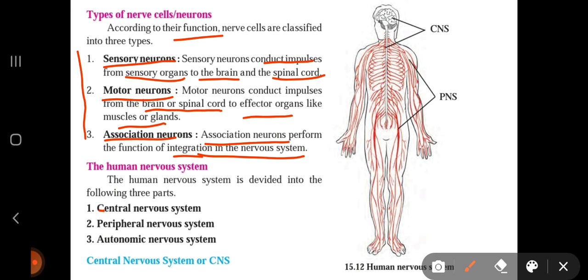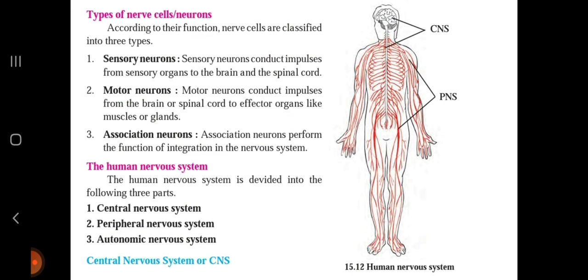Now the further topic is types of the human nervous system. For the time being, just remember the nervous system is divided into three: central nervous system called CNS, peripheral nervous system called PNS, and autonomic nervous system called ANS. In the next lecture we will discuss CNS, PNS and ANS. So these are the three types of nervous system. Inshallah, in the next lecture we will discuss this.